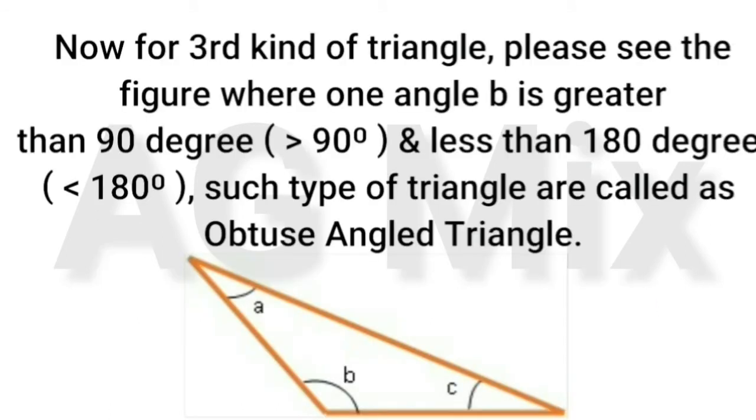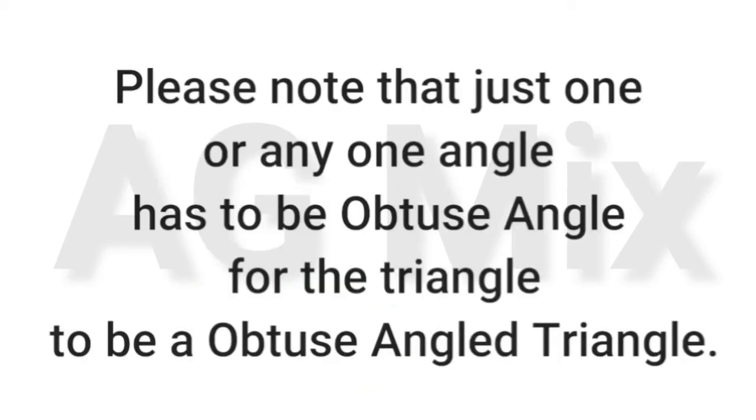Now for the third kind of triangle, please see the figure where one angle B is greater than 90 degrees and less than 180 degrees. Such a type of triangle is called an obtuse angle triangle. Please note that just any one angle has to be an obtuse angle for the triangle to be an obtuse angle triangle.